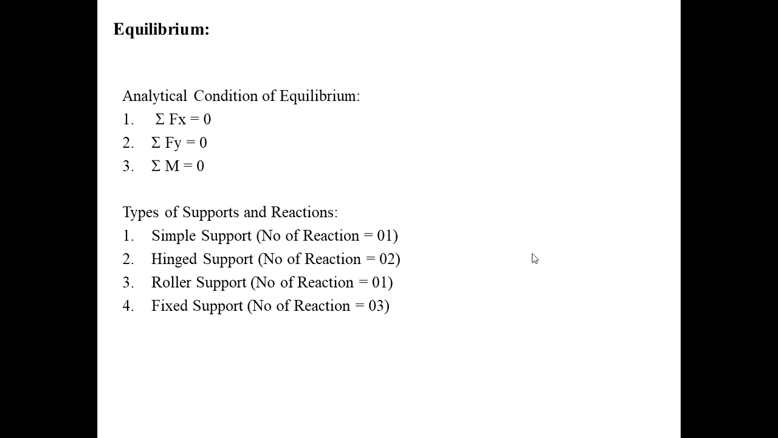Then types of supports and reactions. Basically, four types of supports are considered for analysis of a beam. First one is a simple support. For simple support, the number of reactions is 1. Then the second one, hinge support. The number of reactions for hinge support is 2, that is vertical and horizontal. Third one, roller support. For roller support, the number of reactions is 1. And the last one is fixed support. For fixed support, the number of reactions is 3: vertical, horizontal and 1 moment.